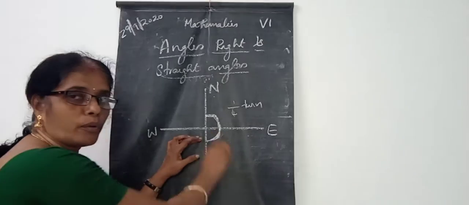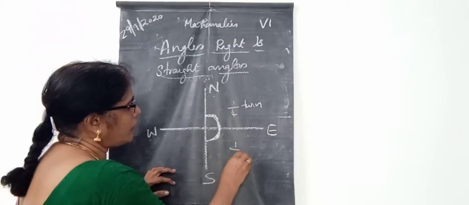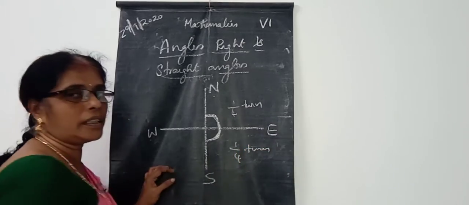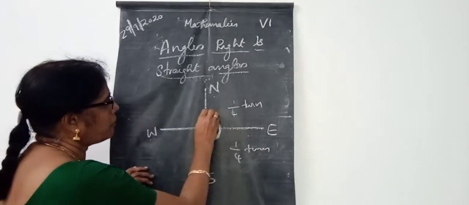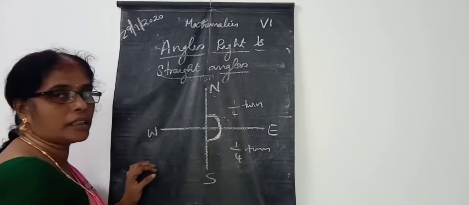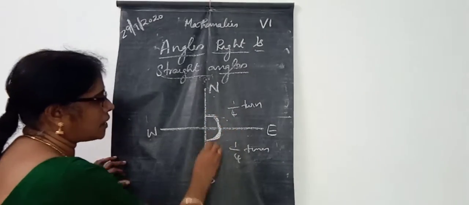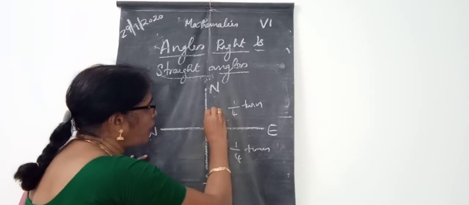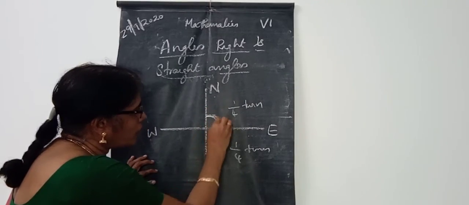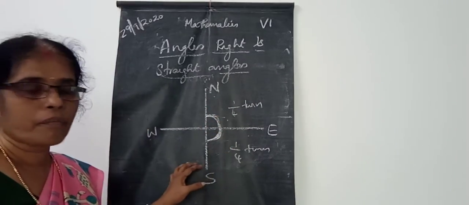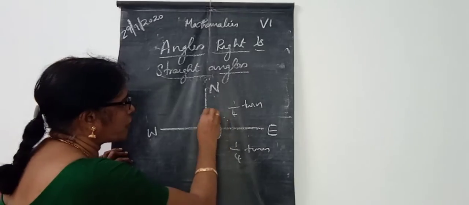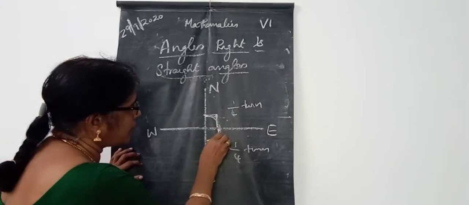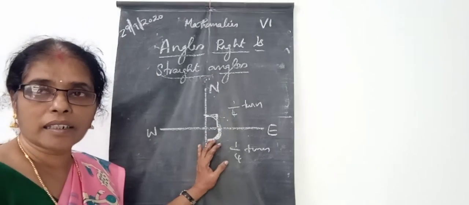Here this is also one more right angle, and from here to here that is also a 1/4 turn. From north to east is a 1/4 turn, and east to south is another 1/4 turn. And if we turn clockwise from north to south, that is a straight angle. This 1/4 portion is a right angle, and this is another 1/4 portion, and that is also a right angle.